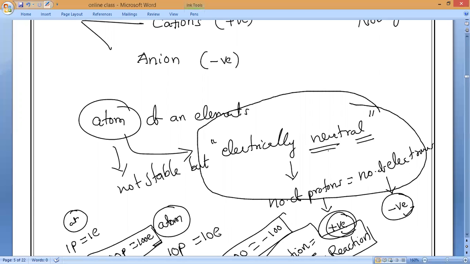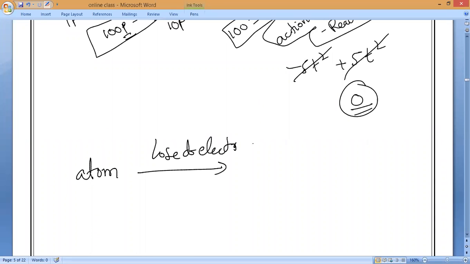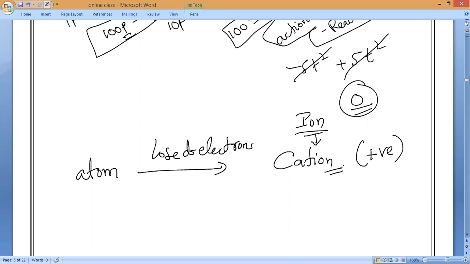Now, this atom, if it loses electrons, will it turn into positive charge or negative charge? You have to tell me, all of you. It will turn into positive charge. That is what we call a cation. So in a cation, are the number of protons more or the number of electrons more? The number of protons is extra.